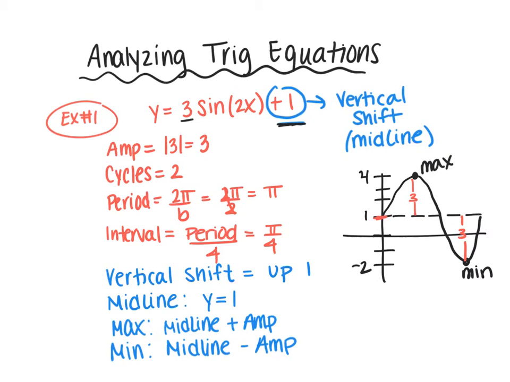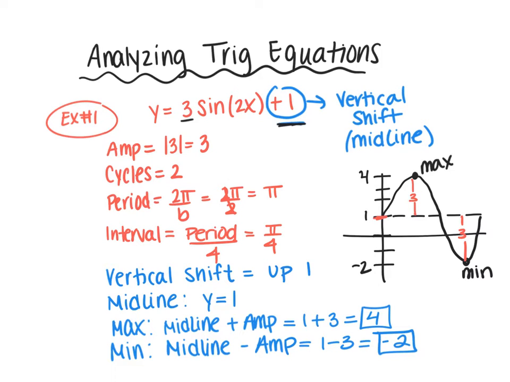So just using the formula, let's try that again. My midline is 1, my amplitude is 3. That gives me a max value of 4. For my minimum, my midline is 1, and my amplitude is 3, so 1 minus 3 is -2. And that's it. That's my information that I can get without the picture. So let's try another example.